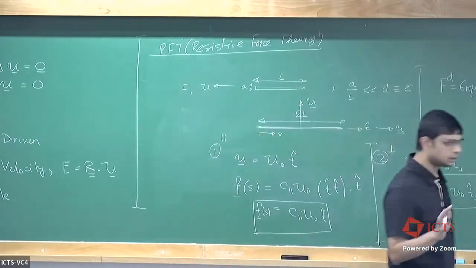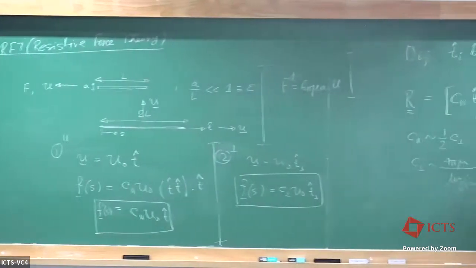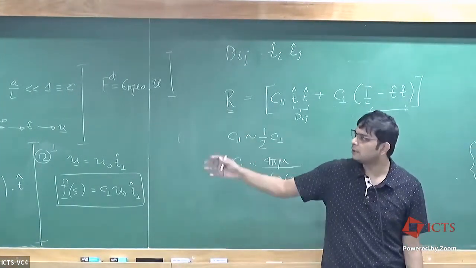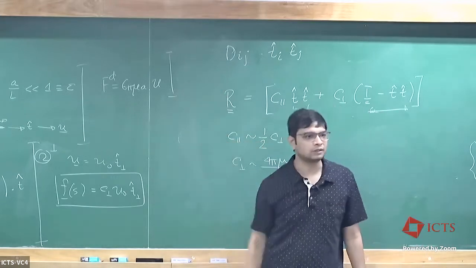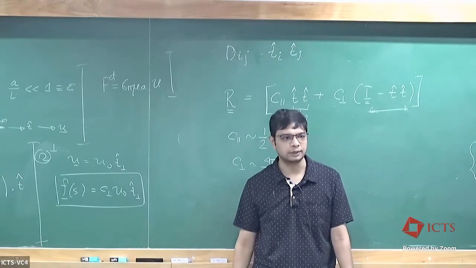But just for the numbers, since you asked this question, if I think about an E. coli flagella, which is rotating like a corkscrew, the diameter is roughly 20 nanometers. And the length is some tens of microns. So if I compute a over L, that's roughly of the order of 10 to the power minus 3. Epsilon is 10 to the power minus 3, 1 over epsilon is 1,000, roughly.